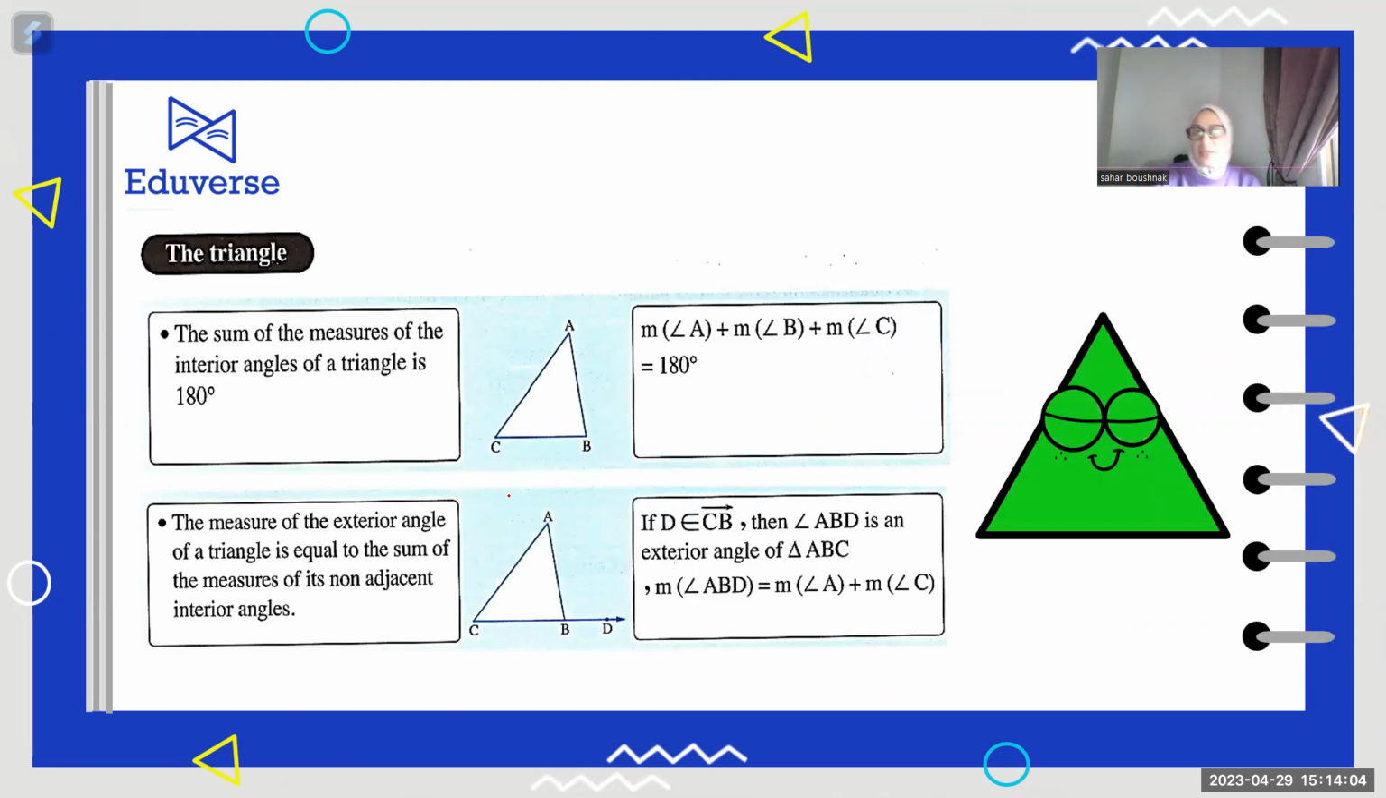Then we're studying the triangles. The sum of all angles inside the triangle is equal to 180 degrees. So the measure of angle A plus measure of angle B plus measure of angle C equals 180 degrees. The measure of the exterior angle is equal to the sum of the two interior angles except the adjacent one. So the measure of angle ABD equals the measure of angle A plus measure of angle C.